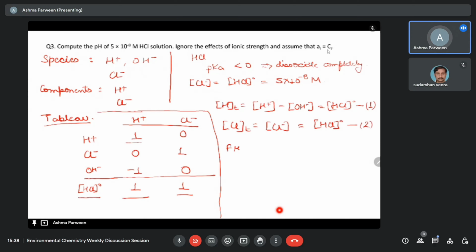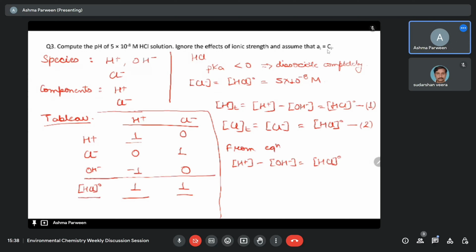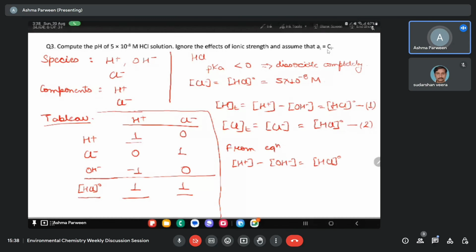So we'll try to solve equation 1. We have H plus minus OH minus equals HCl naught. So let's move to the next slide. Just let me add a blank slide here.